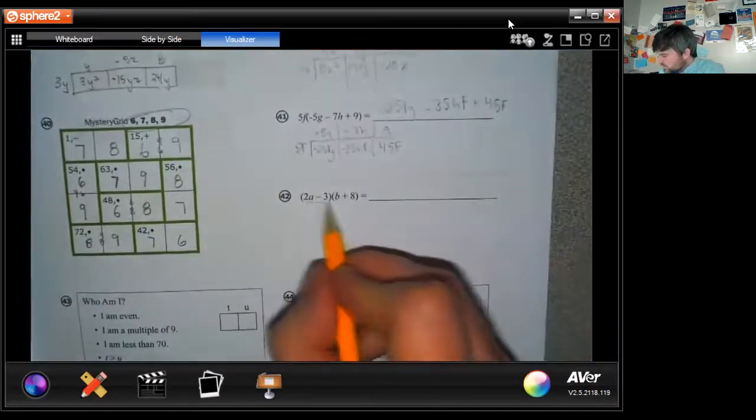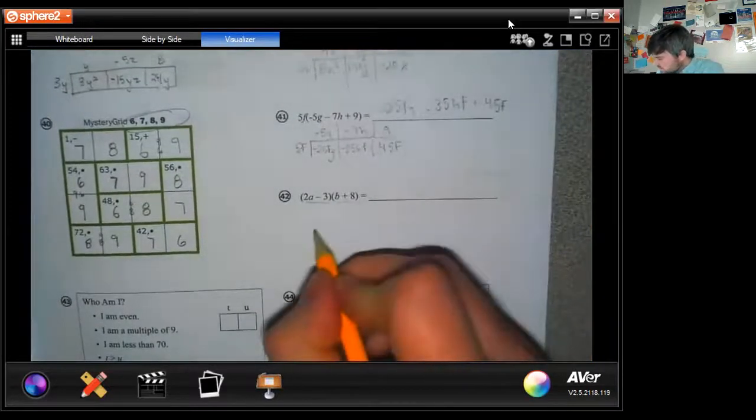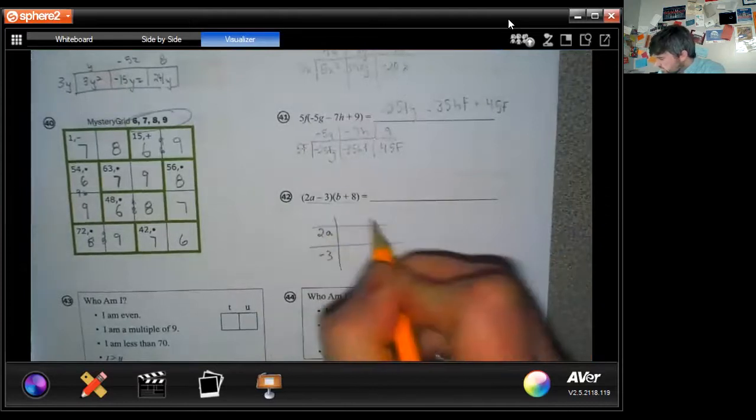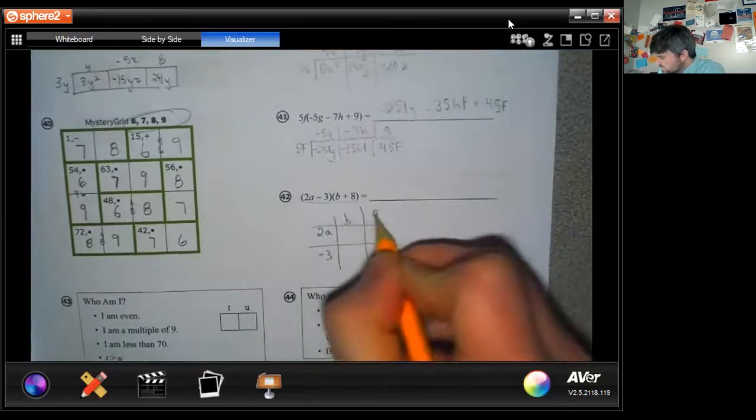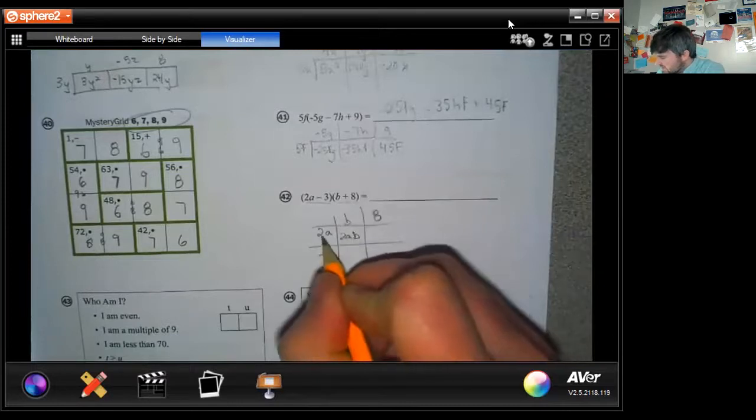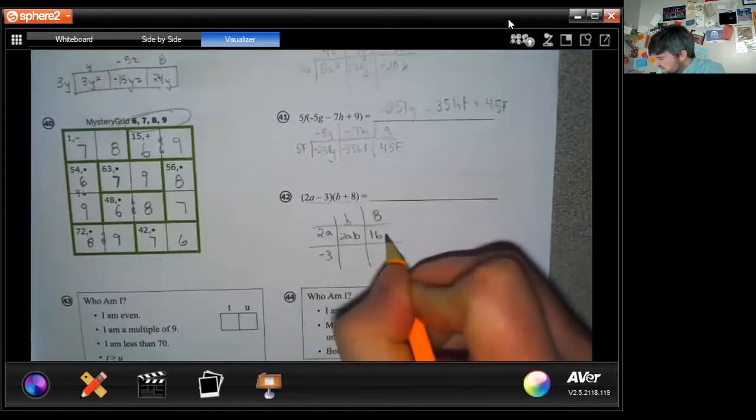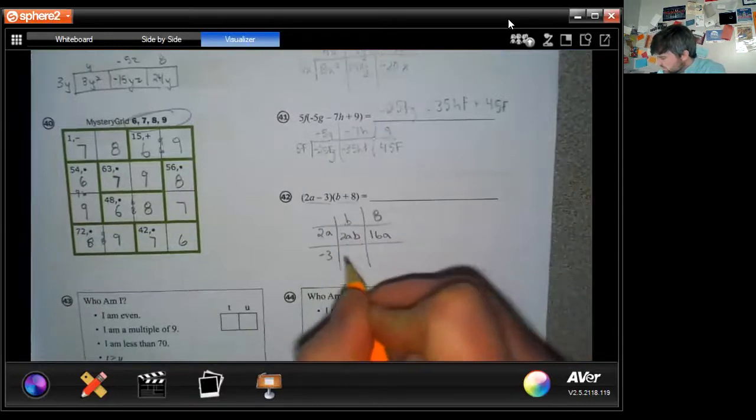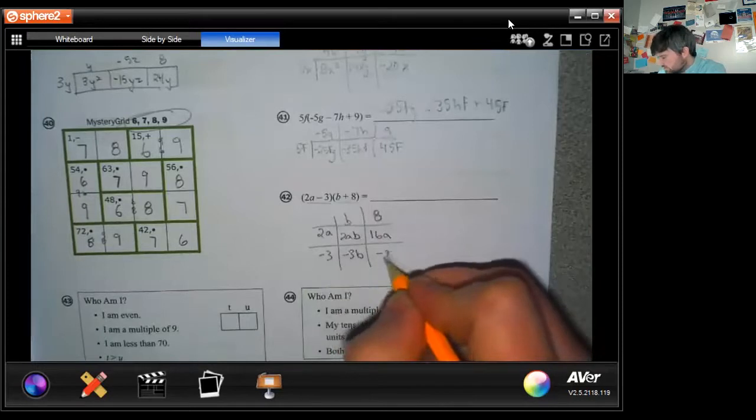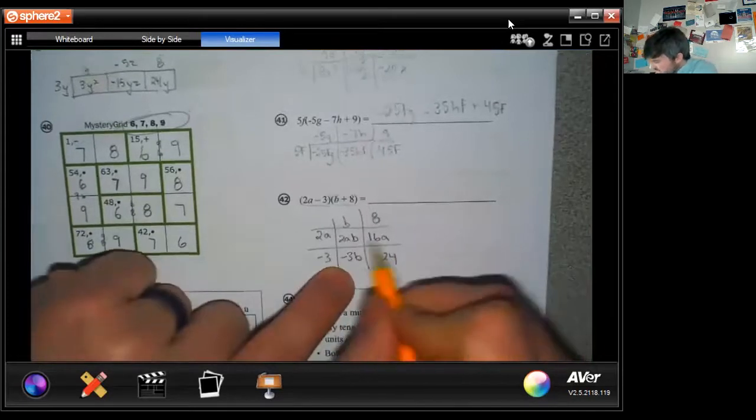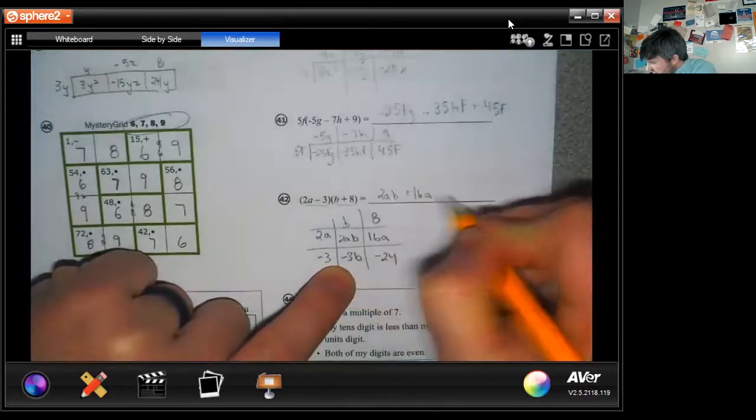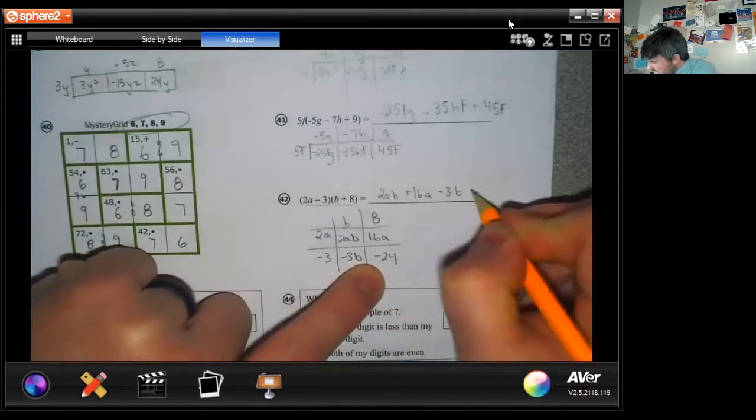Okay, here binomial and binomial, 2 terms. So you got 2a minus 3, b and 8. So 2a times b is 2ab. 2a times 8 would be 16a. b times negative 3, negative 3b. And negative 3 times 8 is negative 24. I don't have any like terms. So you have 2ab plus 16a minus 3b minus 24.